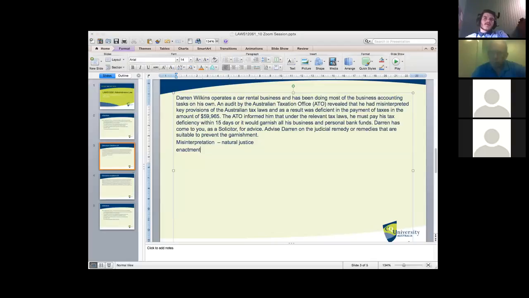If it were based on an allegation by Mr. Wilkins that there was a misinterpretation of the law by the ATO. We're changing the facts, remember? Sorry, can you restate the question? Let me repeat the question. If the allegation of Mr. Wilkins is that the ATO misinterpreted the law to his detriment, in that case, what kind of question are we dealing with?